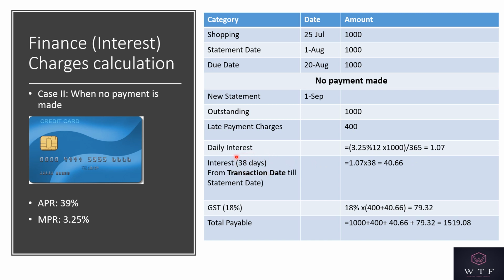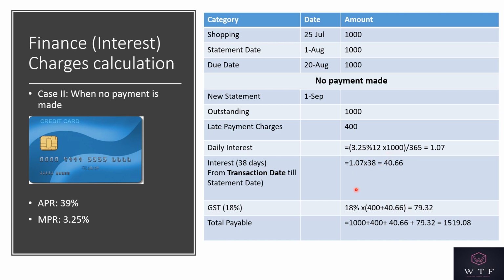How is this 38 days coming? The interest is levied from the date of transaction, which is 25th July, till the date the new statement is made. So this interest will be levied from the date 25th July, the date of transaction, till the new statement date, which is 25th July to 1st September, which would be 38 days. So the interest that would be levied would be the daily interest rate 1.07 into 38, which is 40.66.